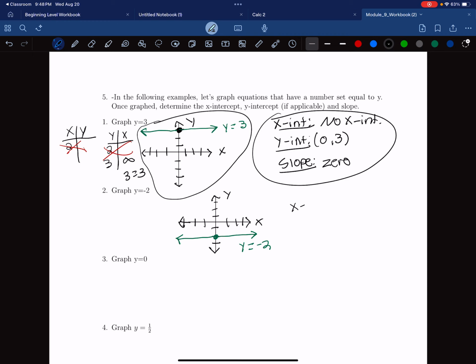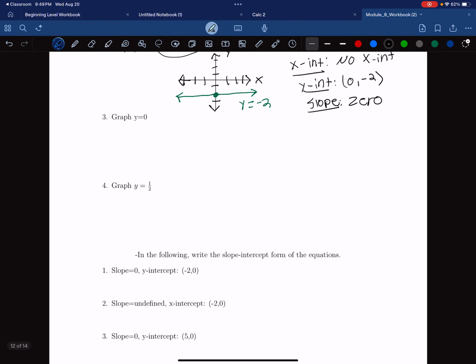So let's find any x-intercepts, y-intercepts, and our slope. So we don't have any x-intercepts. But we do have a y-intercept. And that y-intercept is going to be 0, -2. And then our slope is also going to be 0 for this one.